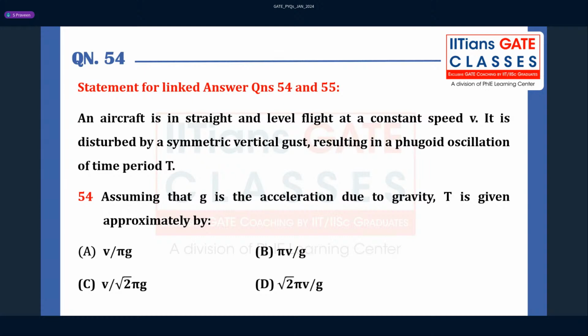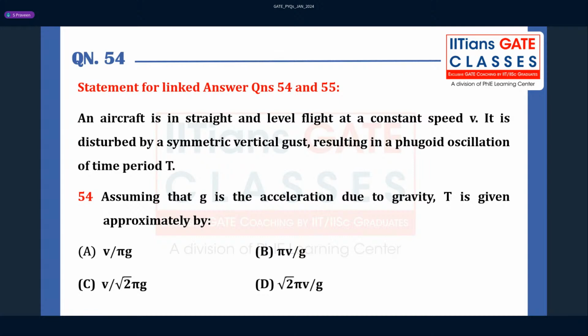An aircraft is in a straight and level flight at a constant speed v. It is disturbed by a symmetric vertical gust, resulting in a Phugoid oscillation of time period T. Assuming that g is the acceleration due to gravity, T is given approximately by: option A, v by pi g; option B, pi v by g; option C, v by root 2 pi g; and option D, root 2 pi v by g.